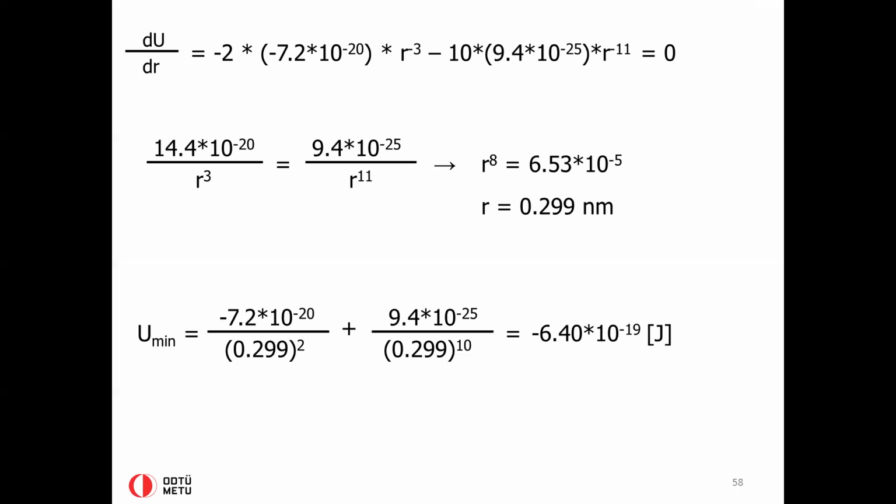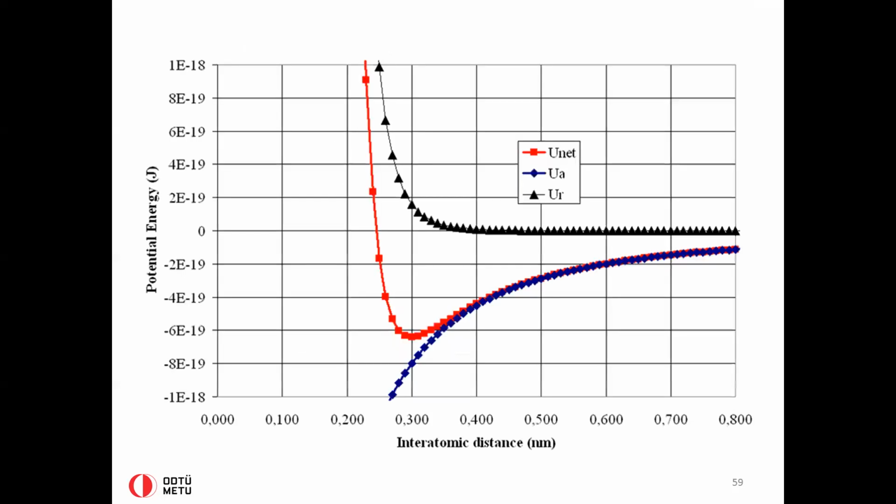So at this point, it makes sense that you need to supply 6.4 times 10 to the minus 19 joules to this bond in form of heat, in form of mechanical pulling, pushing, or in form of something else to break this bond. And this curve, potential energy versus interatomic distance, represents what we showed using numbers on the earlier slides.